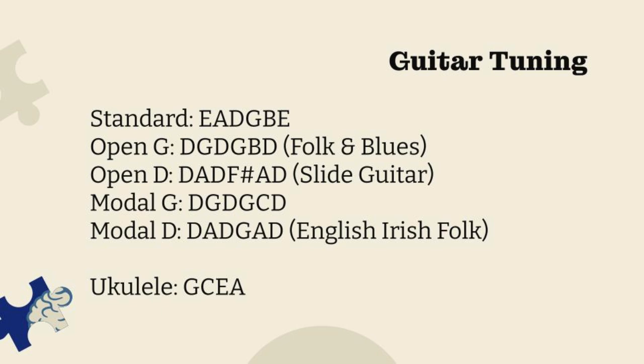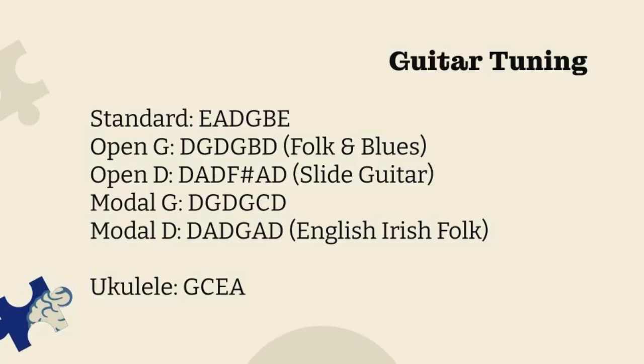Modal G, we have D, G, D, G, C, D. And for some reason, again, just weird things, Dog Gets Dynamite, Good Cow Dog. Again, I don't know. You can make up your own acronyms. That's just what I used. And lastly, modal D is D-A-D-G-A-D, dadgad, I don't know.